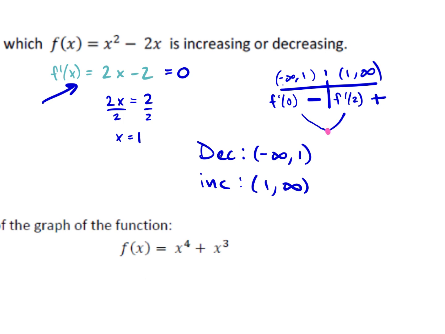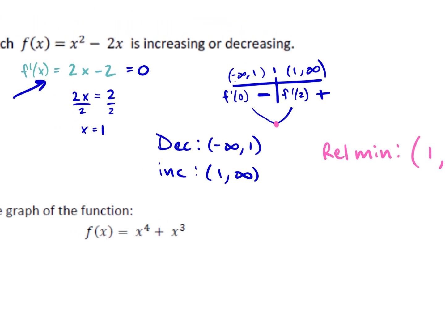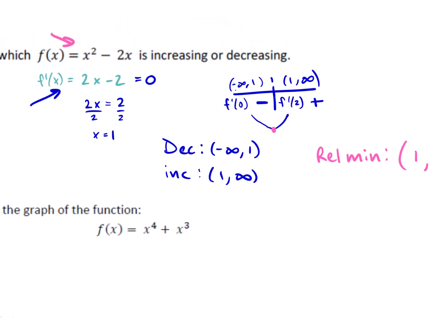Since we're decreasing and then increasing, that would make our point here a relative max or min? A relative minimum. So our relative minimum would be at 1 comma. How would we find the y value? Plug it into the original. So we would plug it into f here. So this would be 1 squared minus 2 times 1, which is 2. So we get negative 1.